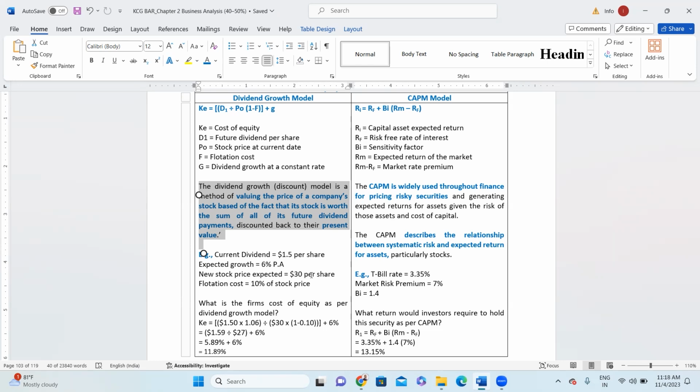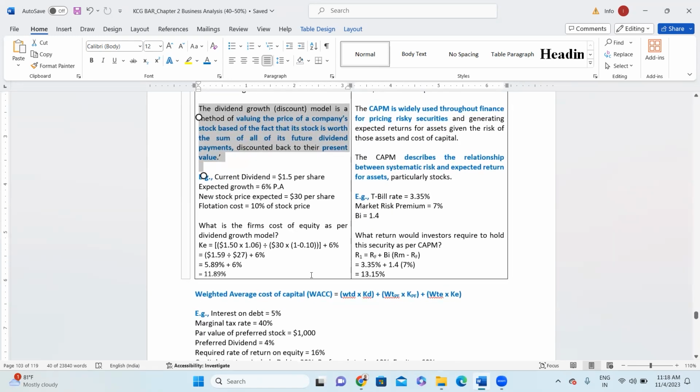Then divide by P0. What is P0 here? $30, which is the expected stock price. Bracket 1 minus F. F is 10%, that is 1 minus 0.10. And then lastly, you'll be adding G, which is the growth rate, that is 6%. So if you do the math, you'll see 1.59, which is 1.50 multiplied by 1.06, divided by 27. How do you calculate 27? $30 multiplied by 0.90. That is 27, right? Plus 6%. So it will give you 5.89% plus 6%, which is the growth year over year. So cost of equity here is 11.89%.